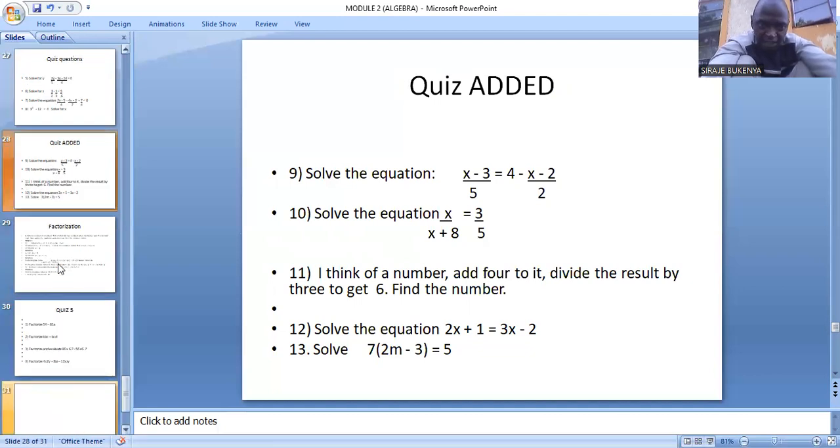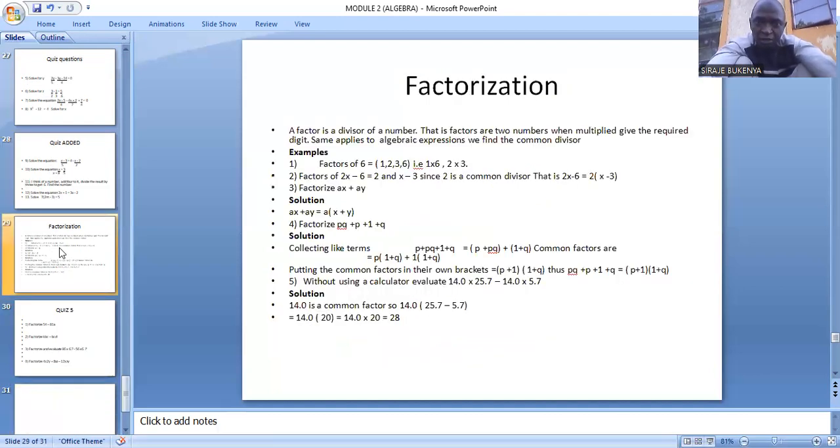And then factorization. Factorization is when they tell you a factor. When they say factorize, that means they want you to get the factors. Remember, a factor is a divisor of a number, as said in module 1. So the factors of a number are the numbers that can give you that number, or they are the divisors. You can use any of that meaning. Same applies to algebraic expressions. We find the common divisor. For example, when they said factors of 6, we'll say 1, 2, 3, 6. So which means 1 times 6 or 2 times 3 can give you 6.